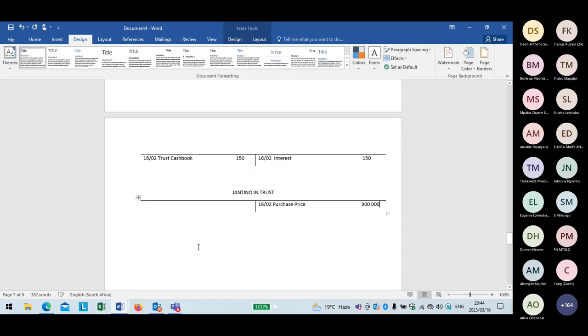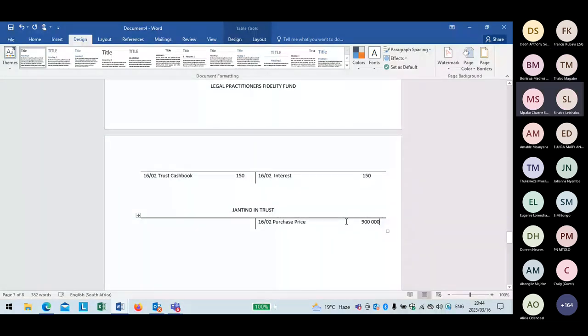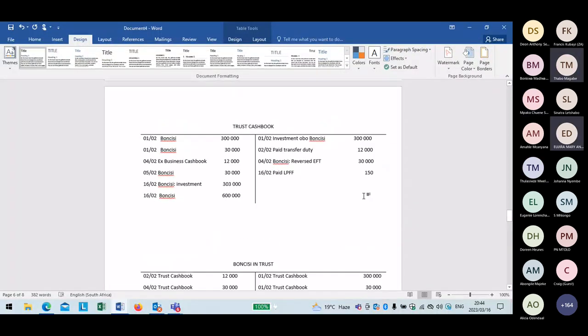Have we paid? No, we haven't paid yet. We have only shown that Jantino is entitled to 900,000 in our trust account. Can we now pay? And how do we do so? We credit the trust cash book. We say paid Jantino. The reason we pay Jantino now is because we don't have any estate agent involved. If there was an estate agent involved, we would first pay the estate agent, and then the remainder we would pay Jantino. So we credit the trust cash book with 900,000 and then go to Jantino and debit on the same day.